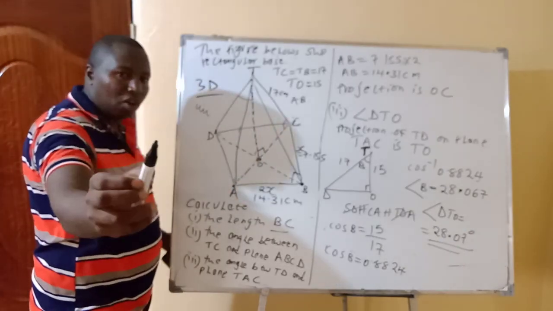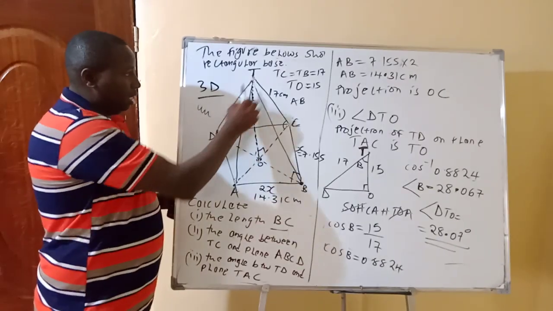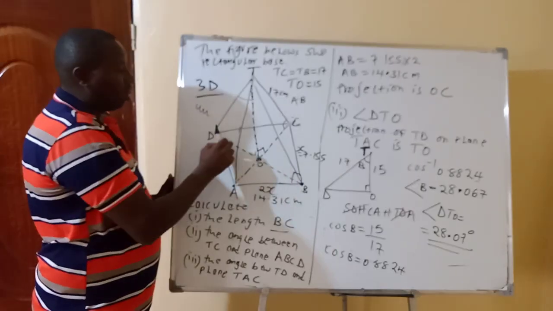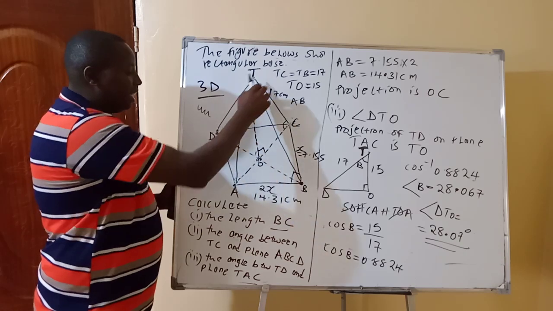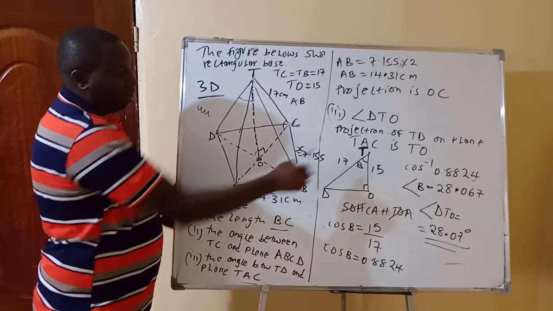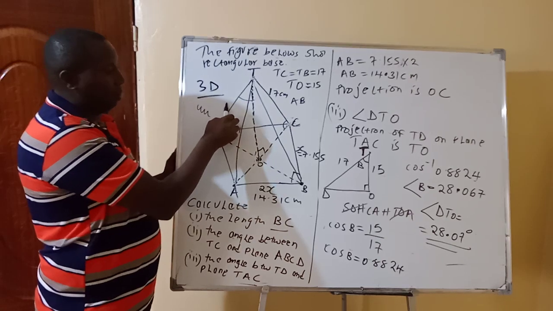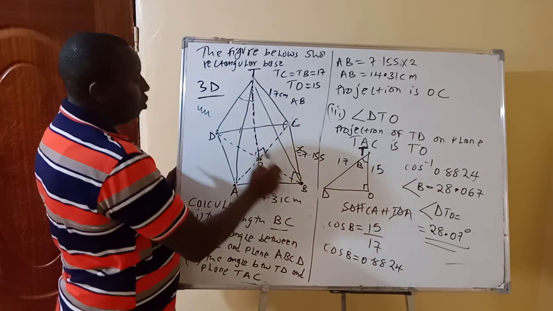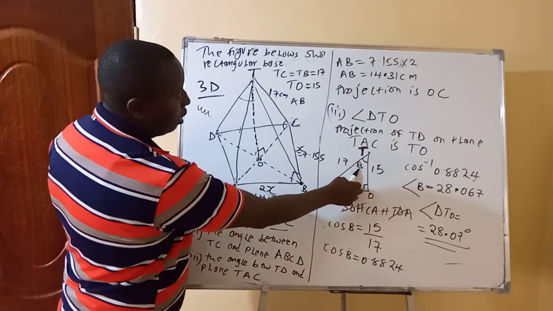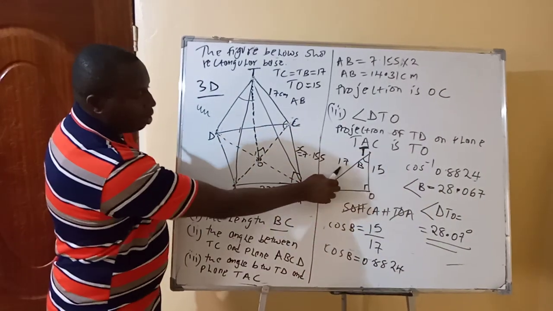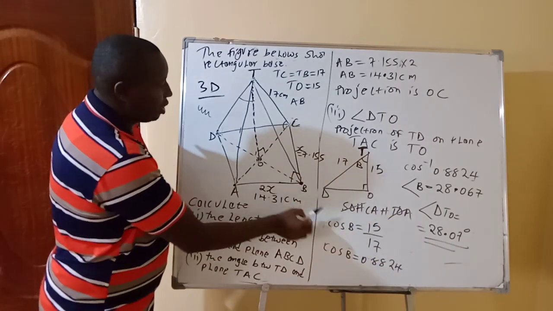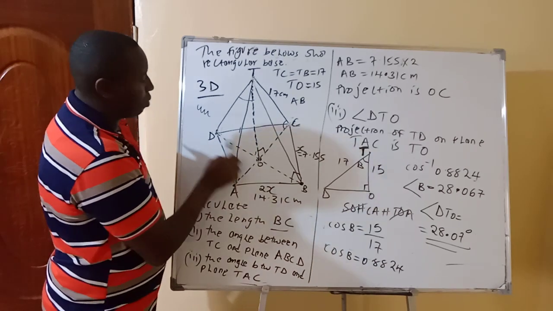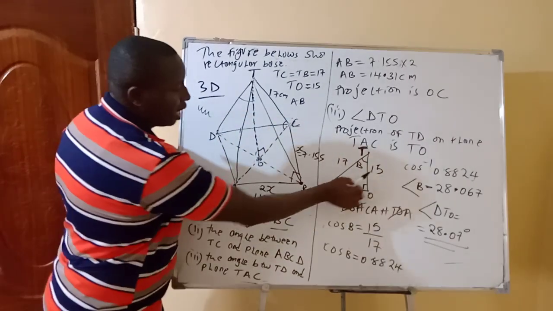So the shadow of TD is TO. Therefore, the required angle between TD and plane TAC is angle DTO, and that's the angle that you have calculated. Now, this is 17 and this is 15. You require this angle DTO. We can leave the opposite side and just use this one.